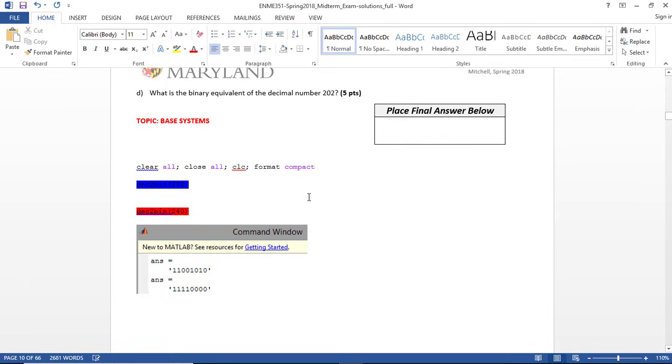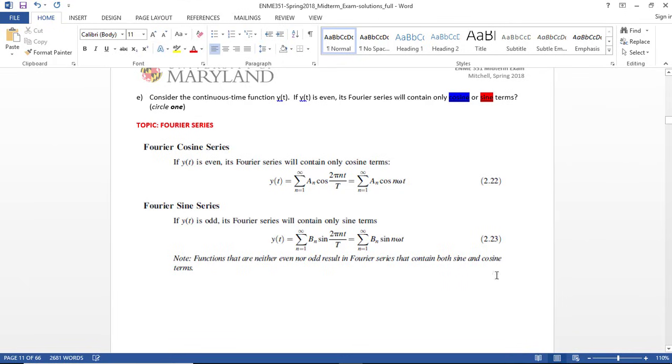And for version 2 of the exam, you're asked, what's the binary equivalent of the decimal number 240? The binary equivalent of that is 11110000.